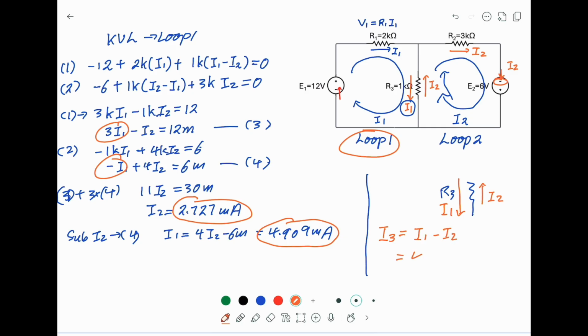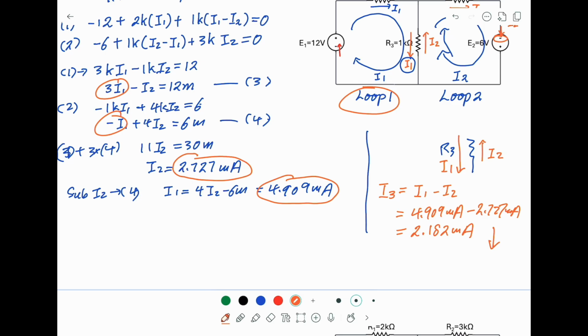It means 4.909 milliamp minus 2.727 milliamp. And if you plug this one into the calculator, you get 2.182 milliamp. And the overall direction is down.